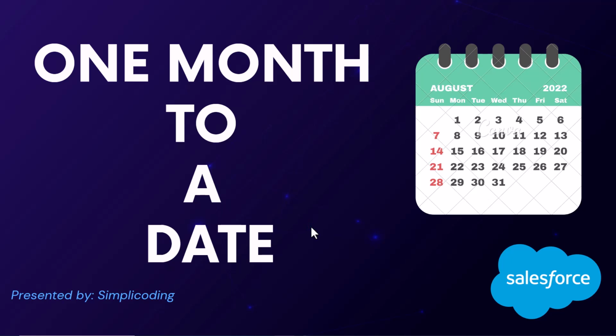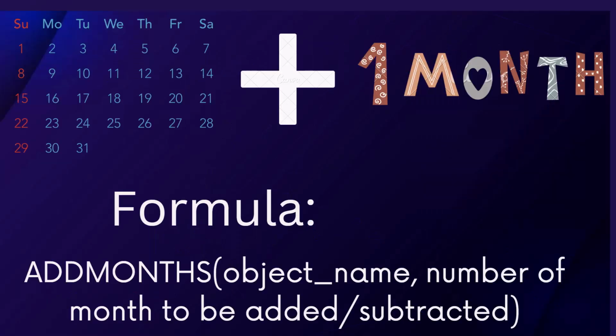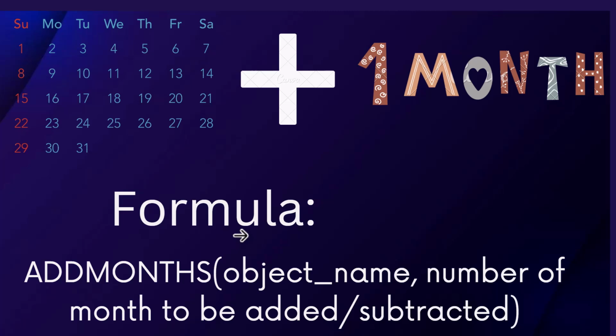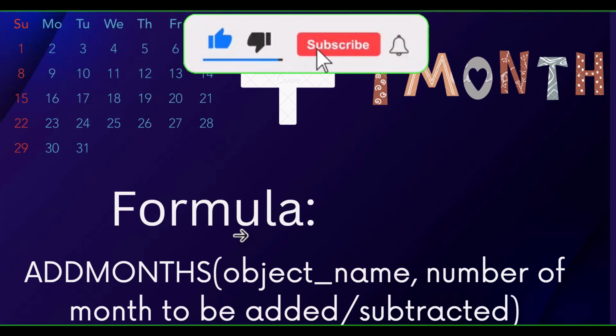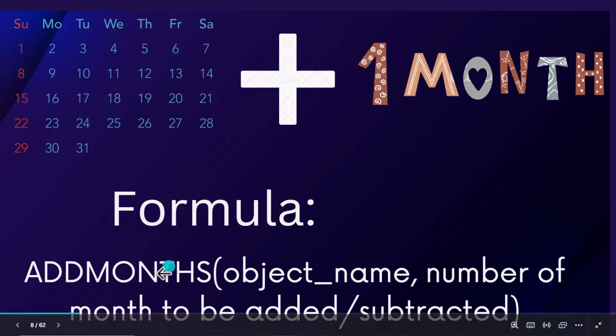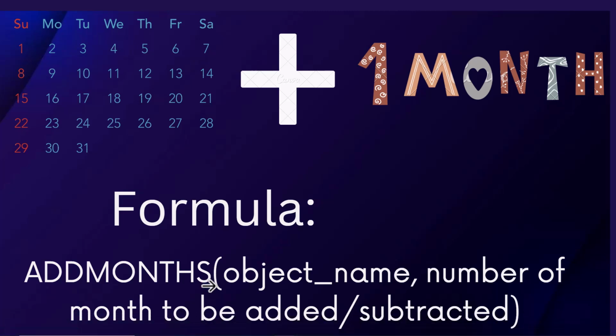In today's video, we are going to discuss how to add one month to a date in Salesforce. So let's proceed and start by understanding the ADDMONTHS function, which we will use to add one month to a date. The ADDMONTHS function in Salesforce is used to add or subtract a certain number of months from a specified date. On the screen you can see the syntax of the ADDMONTHS function, and we will create a formula for this to add one month to a date. So let's proceed and learn to add one month to a date in Salesforce.